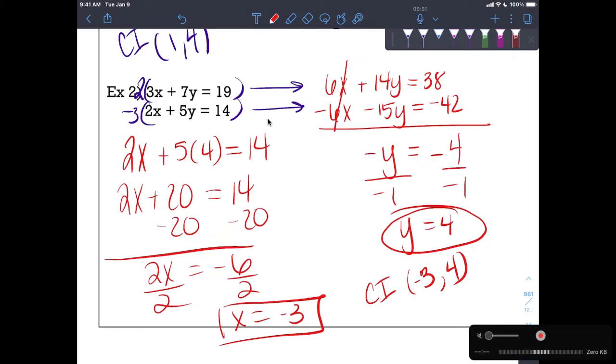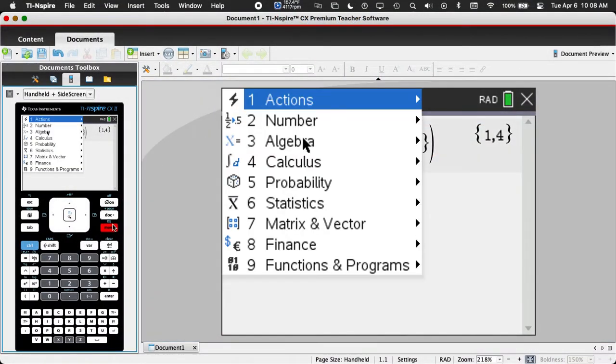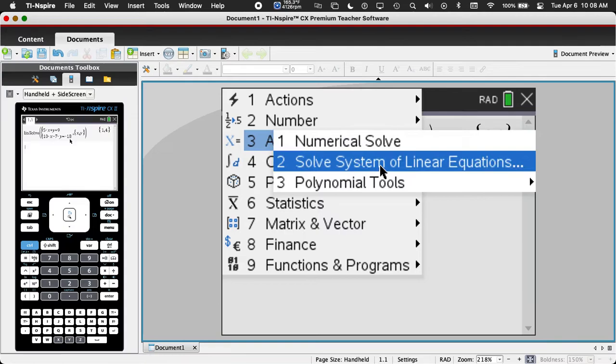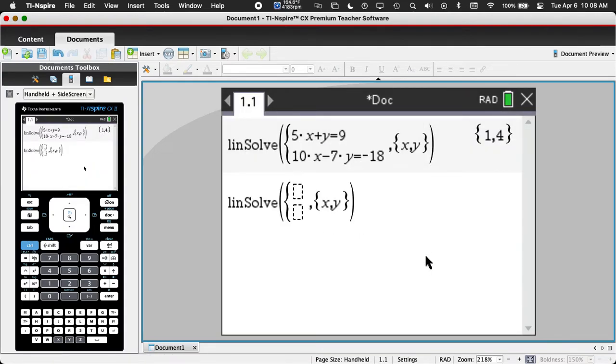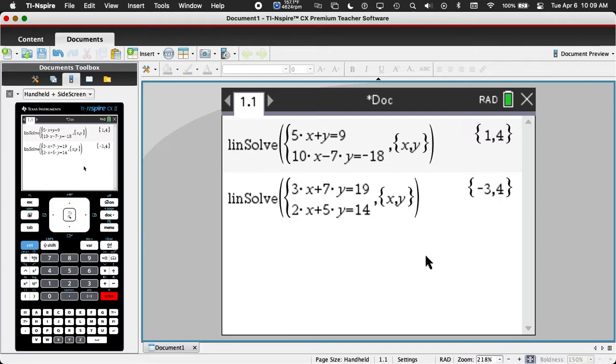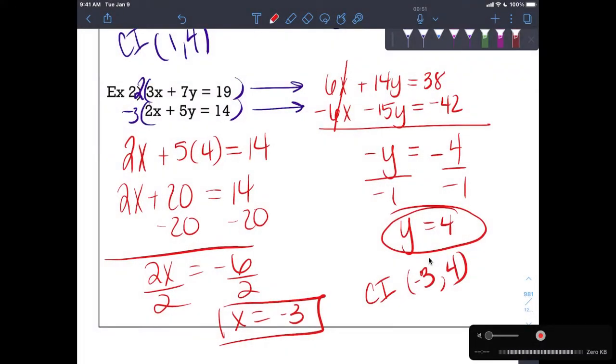Let's verify that with our calculator. So I'm going to go ahead and start another LinSolve. And for this one, I'm going to type in my original equations. And it looks like I got exactly the same answer. So I got this one correct as well.